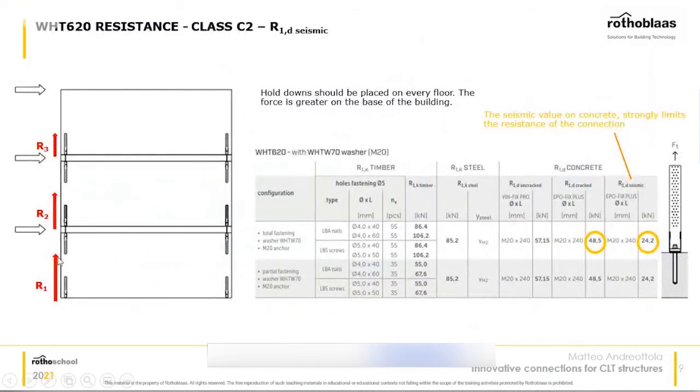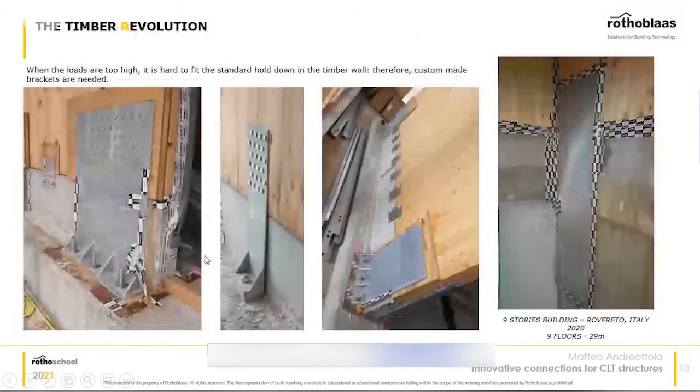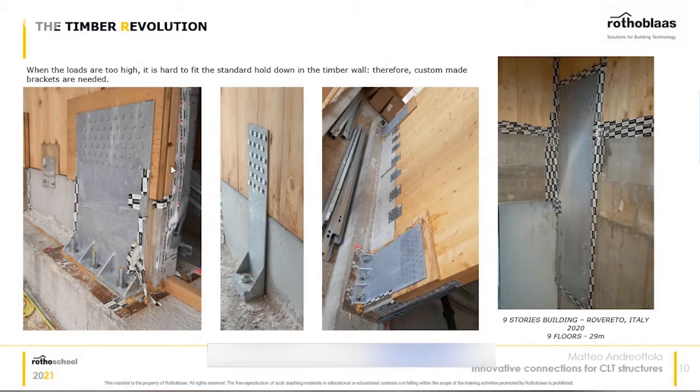Of course, when we have a multi-story construction, the forces on the base connection will be very high, and I will show you some pictures here of a 5 stories building, a 9 stories building and another 5 stories building that were built in Rovereto, very close to the headquarters of Rothoblaas here in the north of Italy. You can see how massive the connections to the ground are, especially these hold downs, and you can tell how big the forces are at the ground.